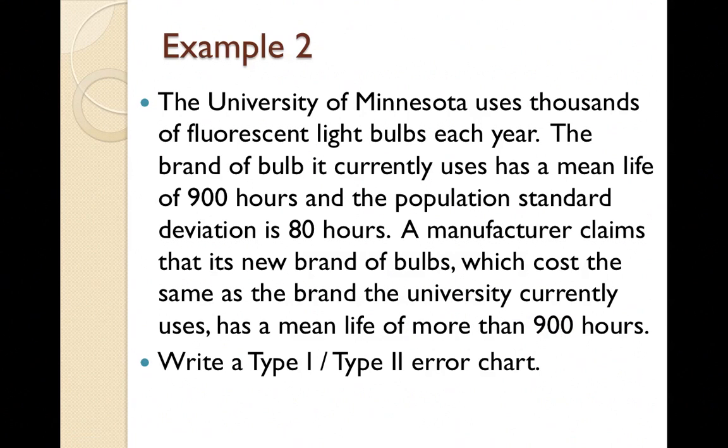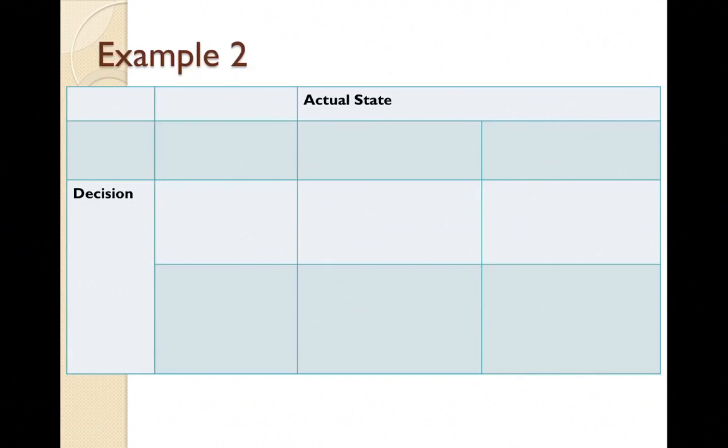Okay, so before we even conduct our test, let's build the chart to see what the errors are and what they would mean. So our population mean of 900 is going to be the basis of our null hypothesis, and the counterclaim, more than 900, is going to be the basis of our alternative hypothesis. So those are going to become the two column headers under actual state.